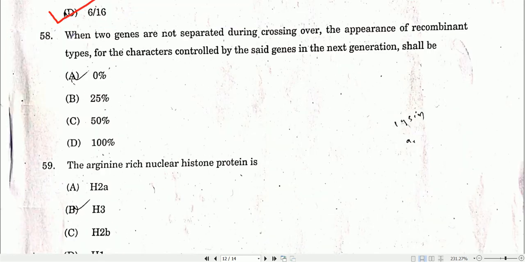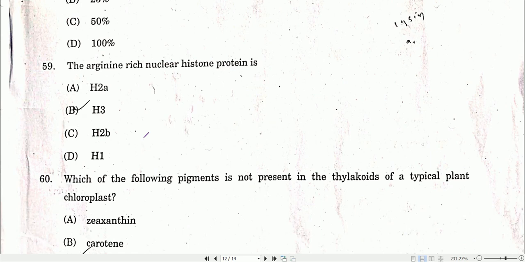Coming to question number 58. When two genes are not separated during crossing over, the appearance of recombinant types for the characters controlled by the said genes in the next generation shall be your 0%. So option A will be the correct one. Coming to question number 59. The arginine rich nuclear histone protein is, that will be your H3 and H4. So here H4 is not there, so it will definitely be the H3. So option B will be the correct one.